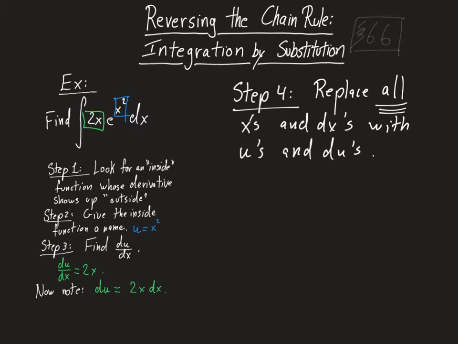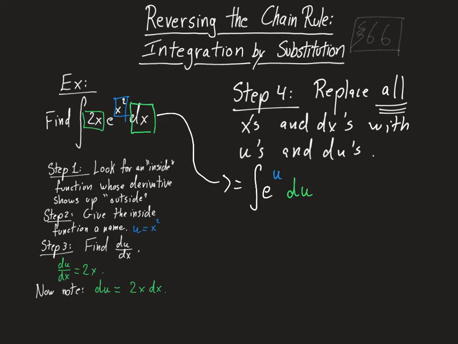In this case, we see that this integral will be equal to the integral of e to the u times du. And the reason for that is that this 2x dx becomes du, and this x squared becomes u.